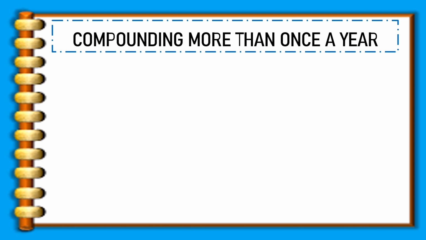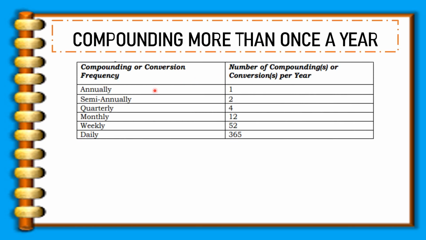Okay, based on the previous examples, they deal with compound interest, particularly compounding yearly, compounding annually, or compounding once a year. But this time, we will be focusing on compounding more than once a year. Let us check this table. First column, compounding or conversion frequency. We have conversion frequency for annually, semi-annually, quarterly, monthly, weekly, and daily.